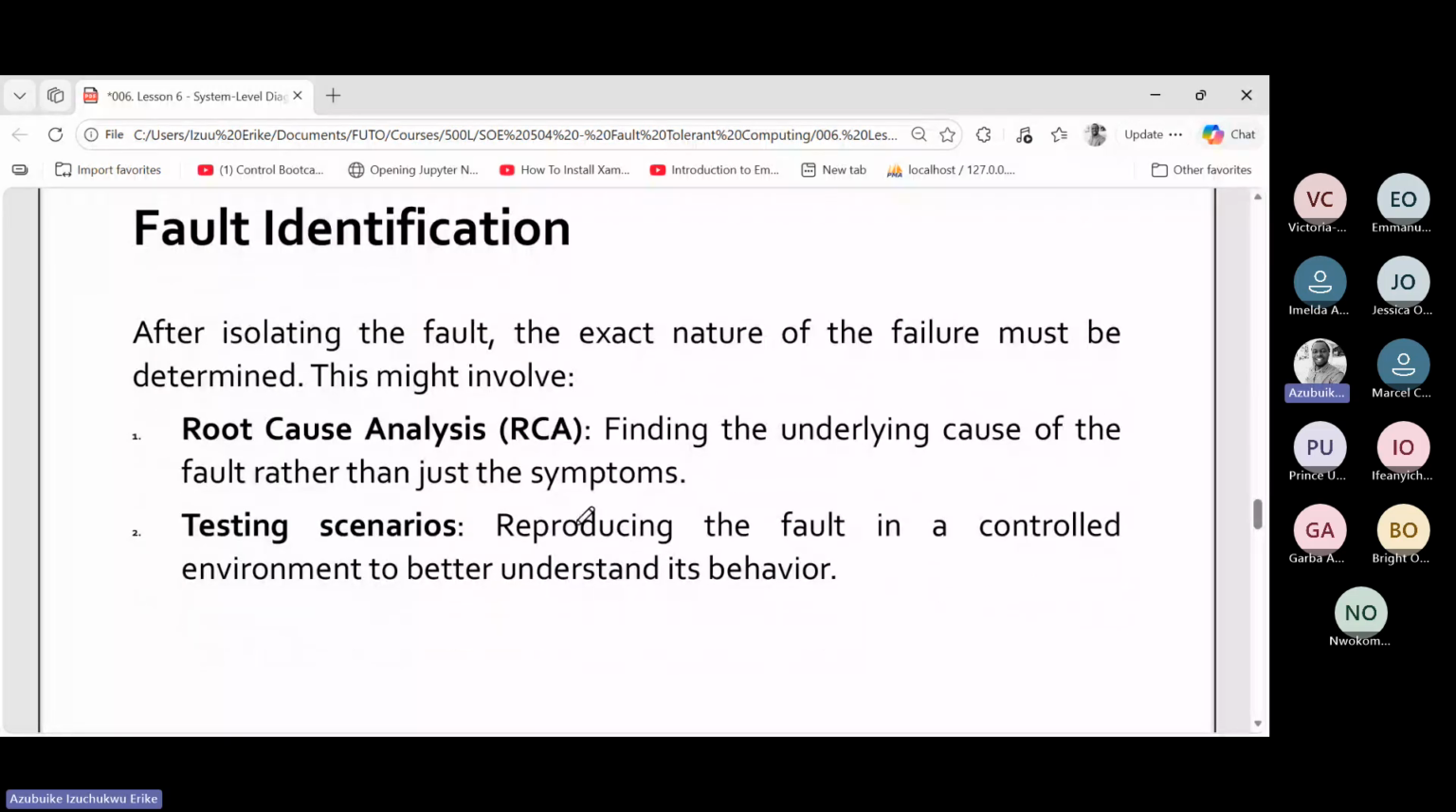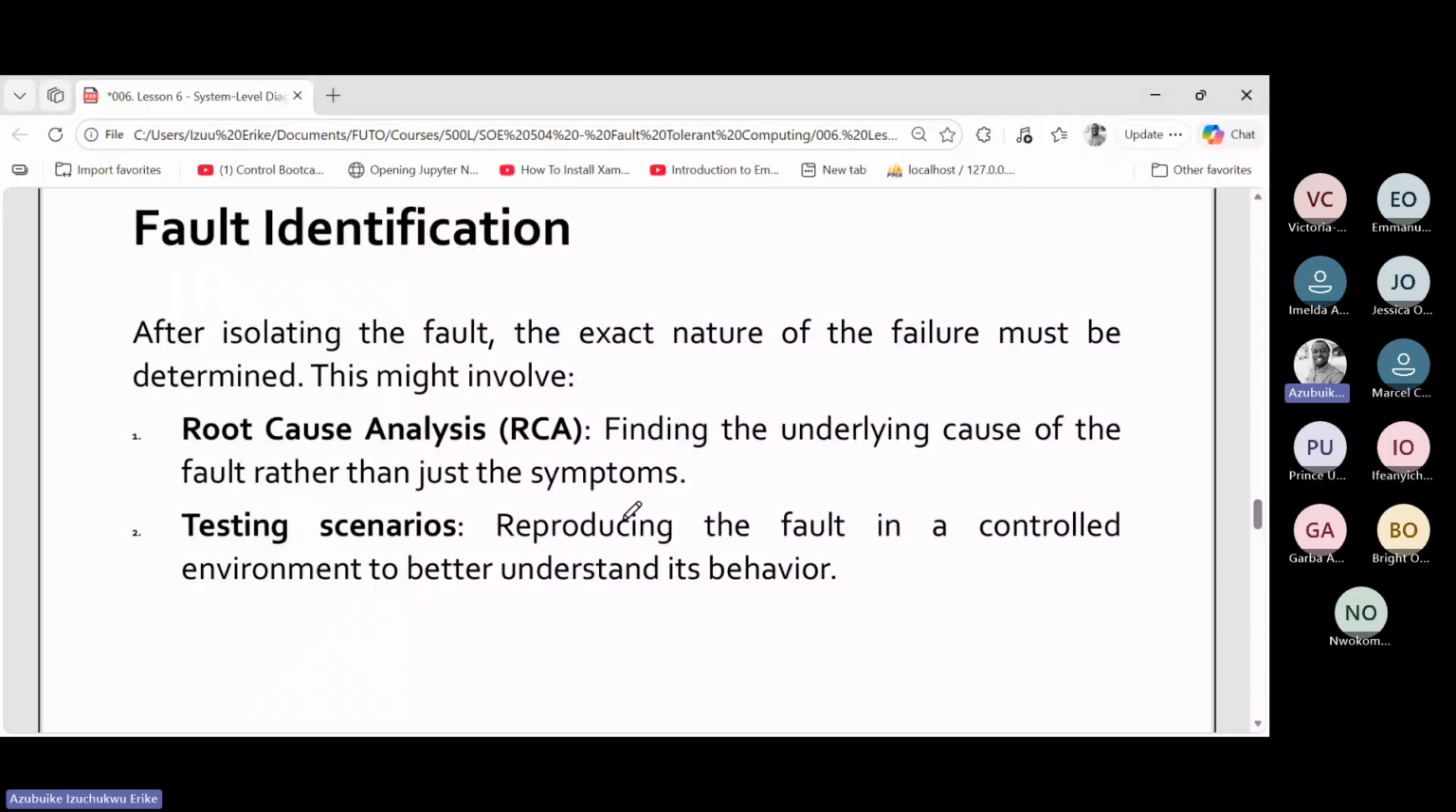And that leads us to this. If you have isolated that there's a fault in this particular component of the system, the next thing is what then was the cause of the fault. So after isolating the fault, the exact nature of the failure has to be determined. And this will involve, number one, root cause analysis. Now, what is root cause analysis? It is finding the underlying cause of the fault rather than just the symptoms.